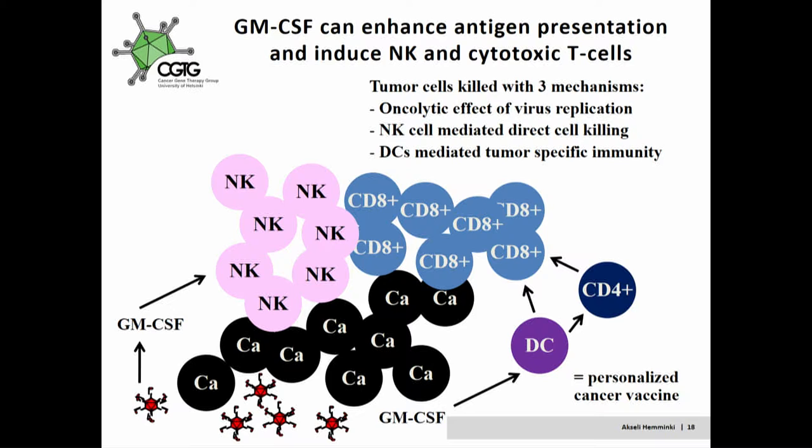So these types of viruses kill tumor cells in 3 ways. Well, you have the oncolytic effect, so the lysis of the tumor cell. Then the transgene, GM-CSF, recruits natural killer cells to the tumor. And then GM-CSF can recruit and activate dendritic cells, which are sort of the master regulators of cancer immunity, which can then lead to a cytotoxic T cell attack on the tumor. So in essence, with this approach, you're developing a personalized cancer vaccine for each patient there at their tumor.